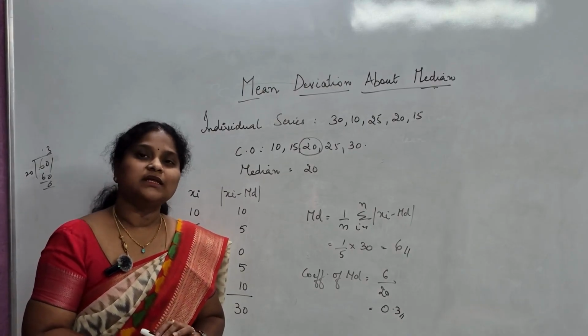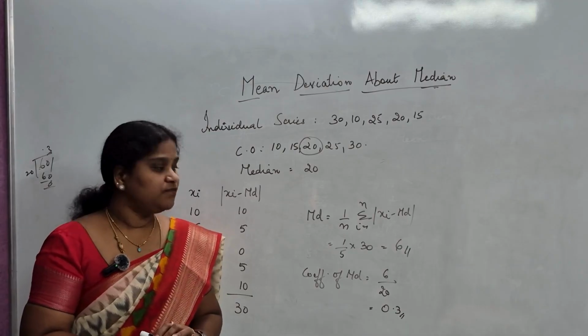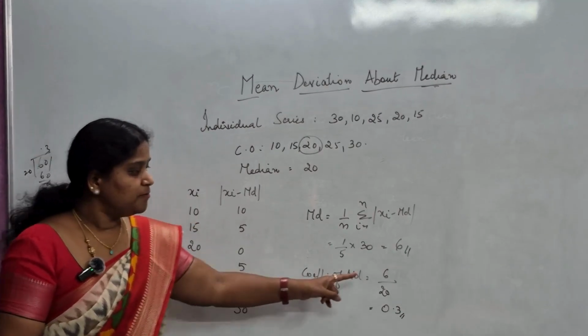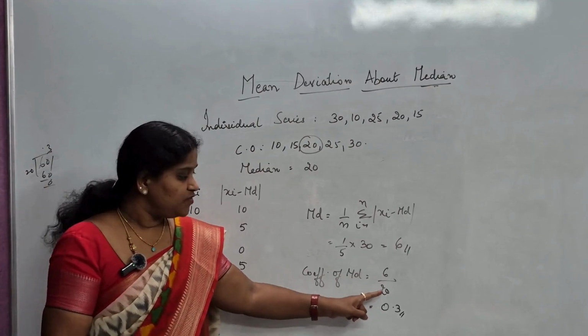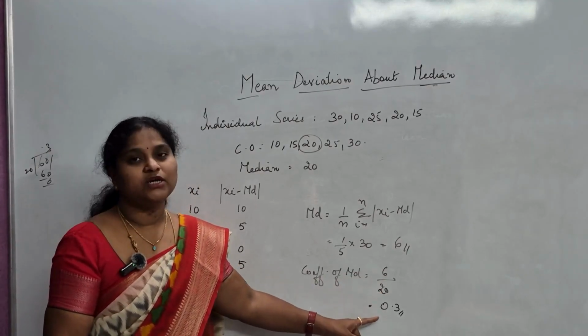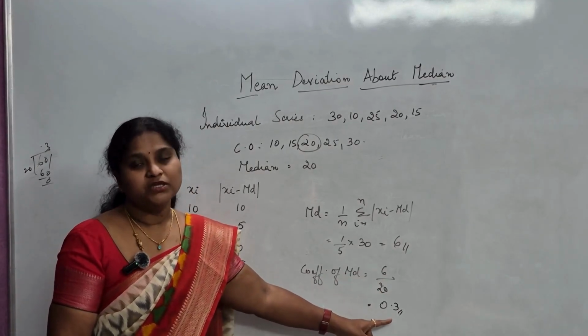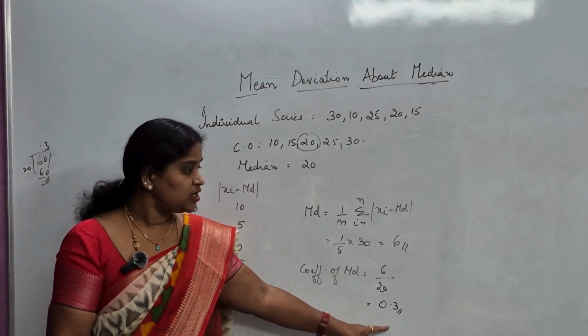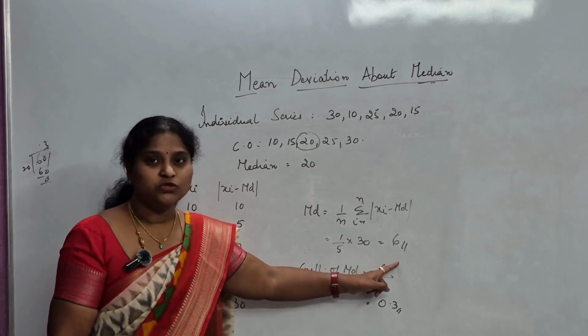But to find the relative value of mean deviation, we need to use the formula mean deviation by median, which is 6 by 20, that is equal to 0.3. So 0.3 is my relative measure and 6 is my absolute measure.